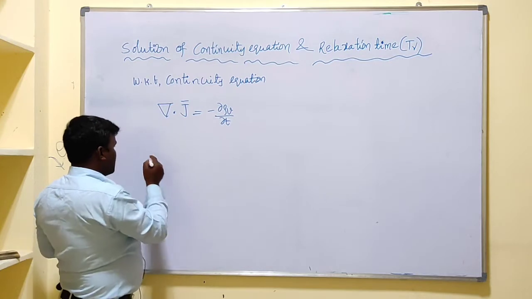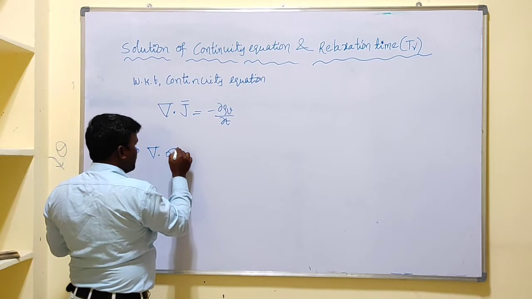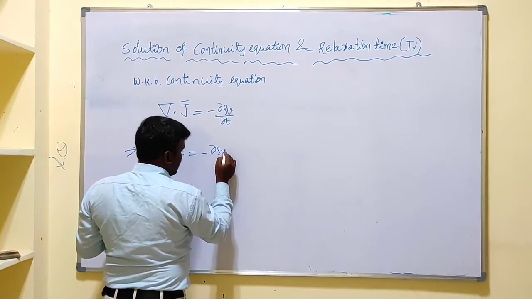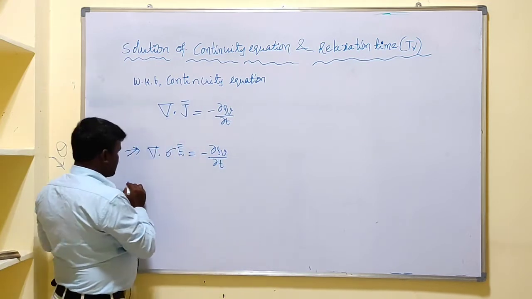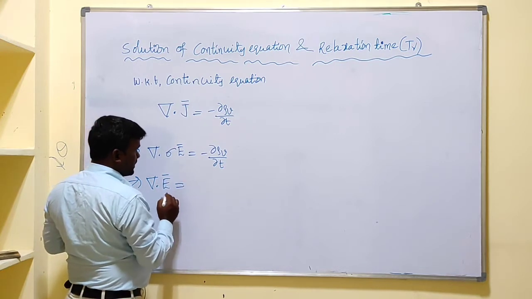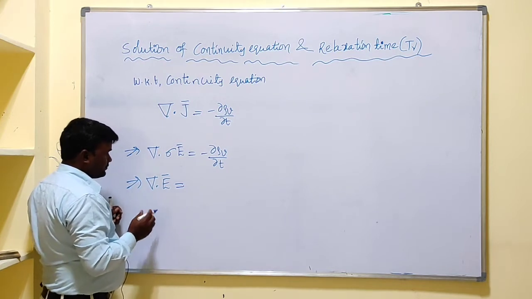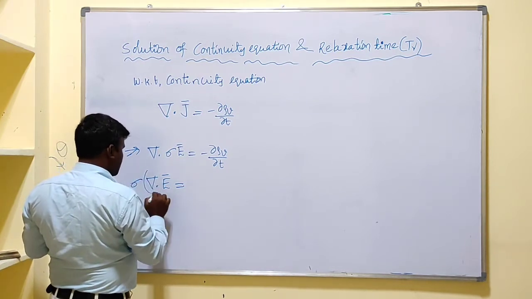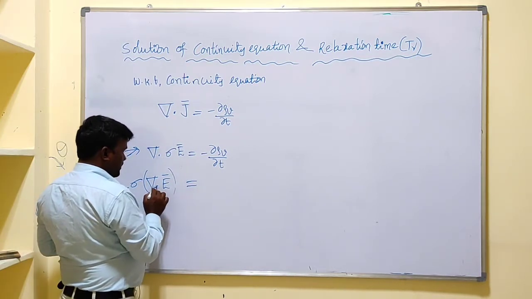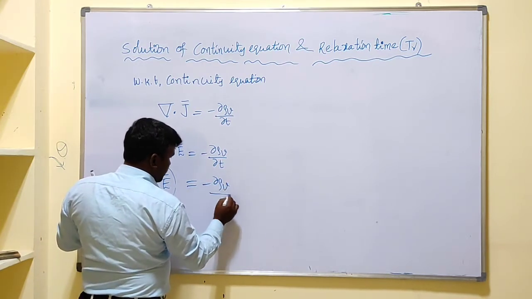Let us simplify this equation. Del dot J can be written as sigma into E, equal to minus dou rho v by dou t. Sigma is constant, so we can take it out of the del: sigma into del dot E bar equals minus dou rho v by dou t.